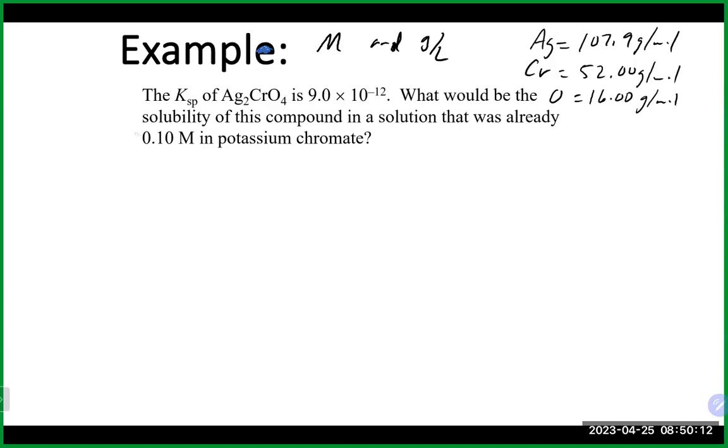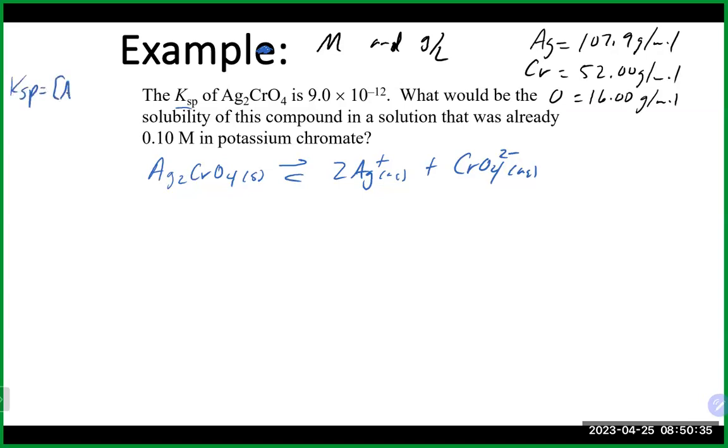So once again, obviously we have a KSP, so might as well just start with our equation here, which is our silver chromate. We'll break apart into a couple of silver ions and a chromate here. That's going to give us a KSP that will look something like silver squared, because of the coefficient, times our chromate. And obviously that would equal our KSP value of 9 times 10 to the minus 12.